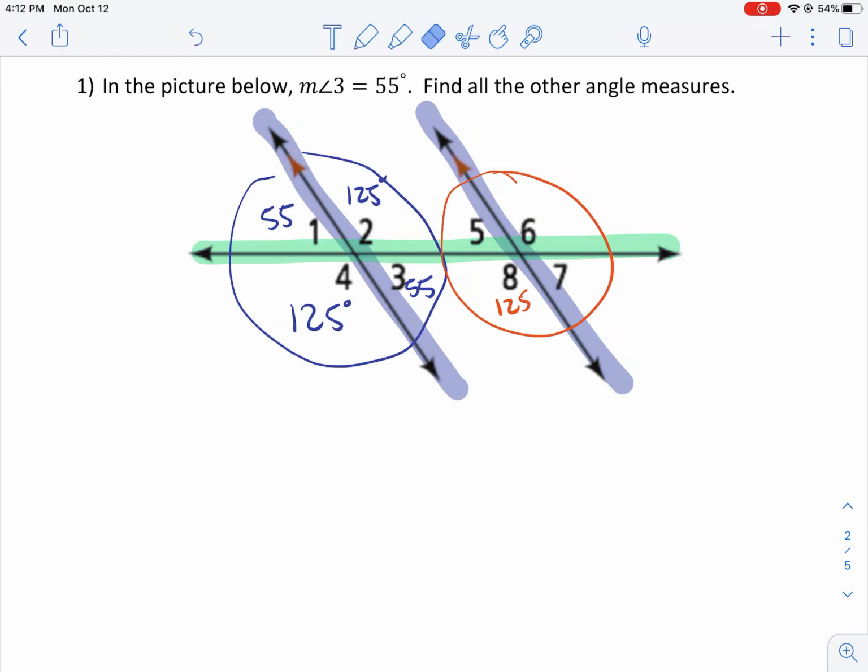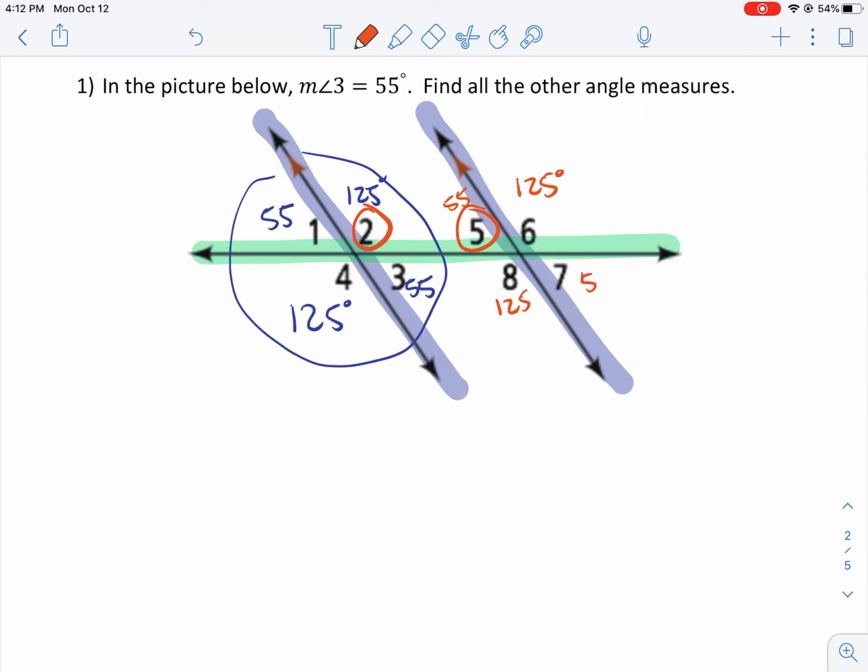Now I could fill in the rest using linear pairs or vertical angles, or I could still relate them back to the other ones. So for example, angle 6 and angle 4 are alternate exterior angles. Alternate exterior angles are congruent when parallel lines are cut by a transversal, so angle 6 is also 125. I can see that angle 5 and angle 2 are same side interior angles, which means they must be supplementary. So angle 5 is 55. When lines are parallel, that will be true. Okay, so there's lots of ways we can do that.